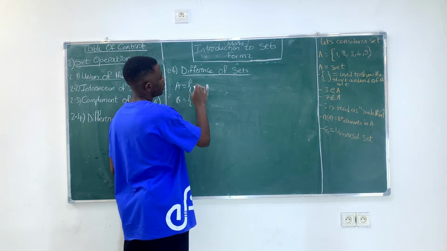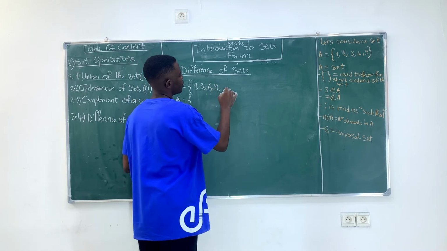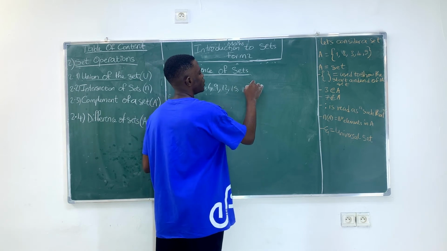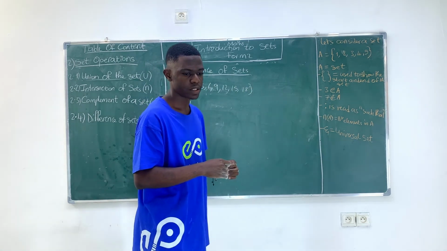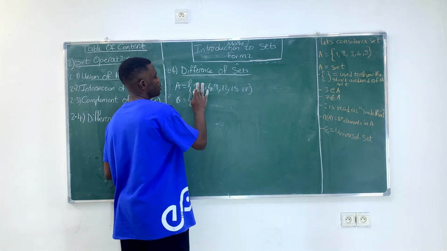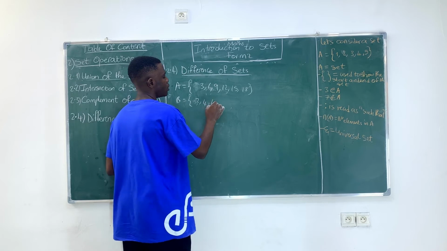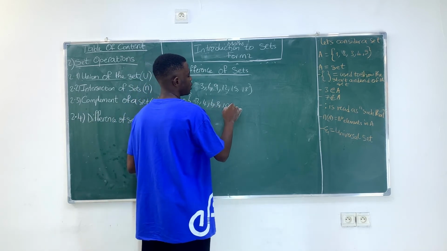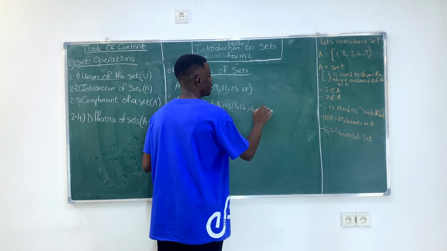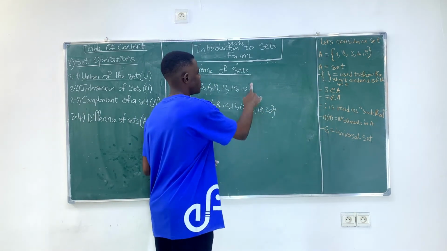You have 3, 6, 9, 12, 15, 18. B is multiples of 2 from 1 to 20: 2, 4, 6, 8, 10, 12, 14, 16, 18, 20.